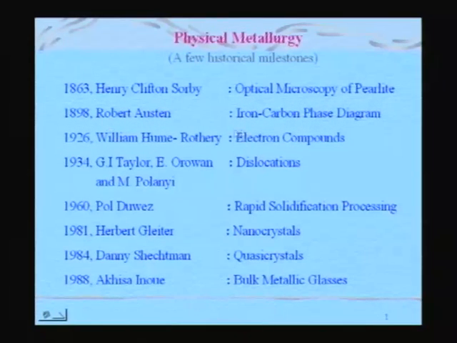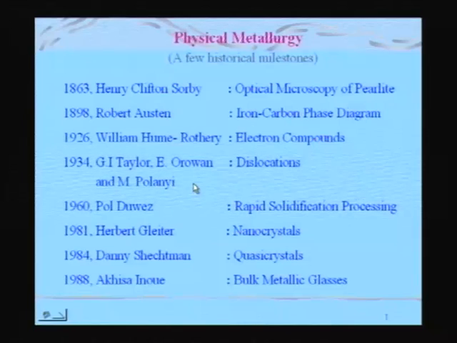Then in 1898 people talked about the iron carbon diagram. That was the first time, with Austen's name, that we now call the phase austenite. Okay. So, this is the person Robert Austen, and then we had the Hume-Rothery rules which came in 1926, and a new type of electron compounds, which are called Hume-Rothery compounds, were discovered in those days.